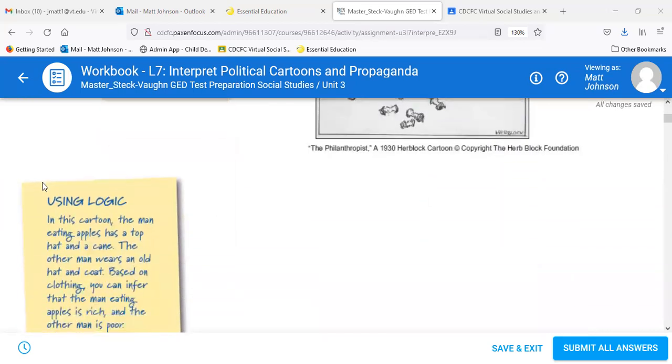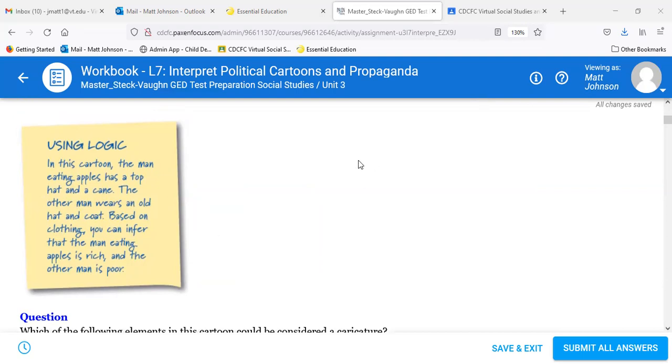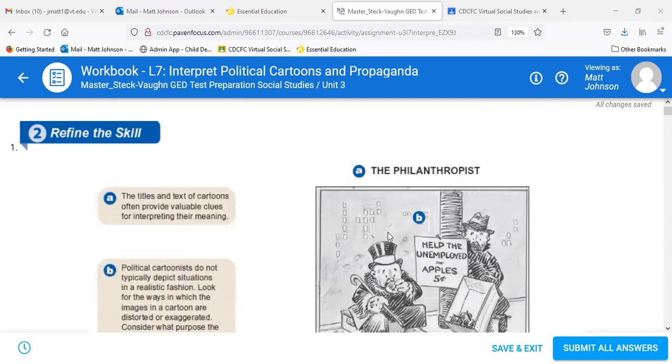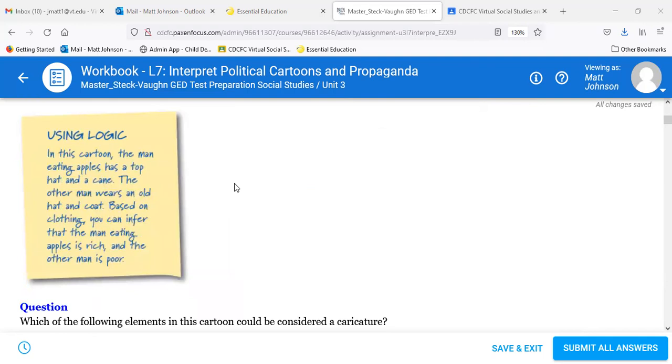All right. And so here it says, in this cartoon, the man eating apples has a top hat and a cane. The other man wears an old hat and coat. Based on clothing, you can infer that the man eating apples is rich and the other man is poor, right? So the man eating here with his little top hat and his walking cane is the philanthropist. And the other gentleman is most likely unemployed. Those kinds of exaggerations and caricatures will help you identify what's going on in the cartoon.